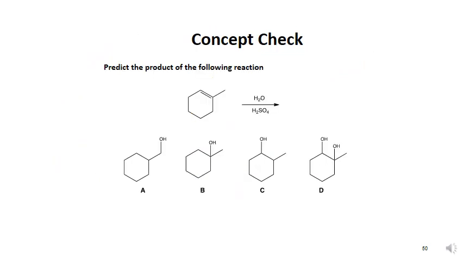Okay. What is the product of this reaction? So what do you think? Well, you look and you say it's an alkene. It's asymmetrical, right? Because this carbon has a methyl and the rest, this has a hydrogen and the rest. Okay?